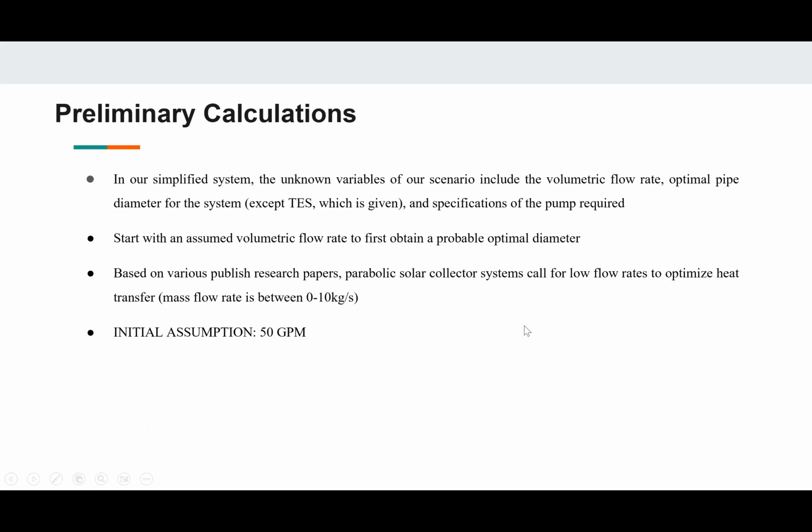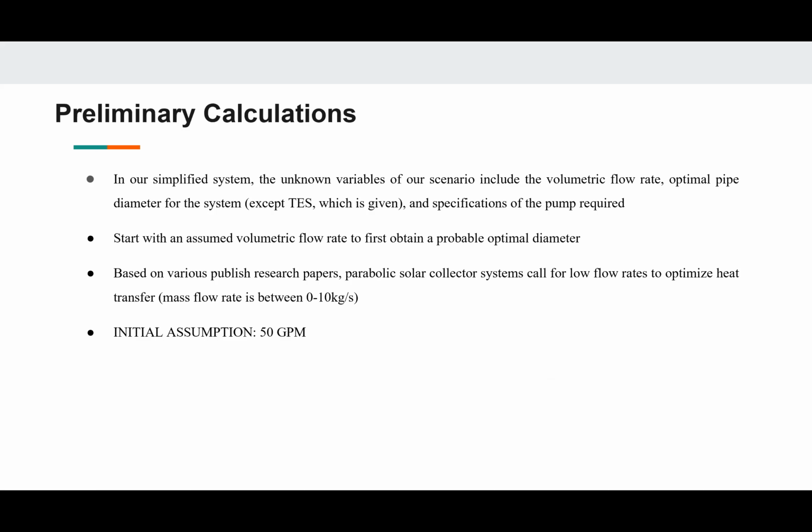All right, next, I will talk about preliminary calculations. So in our simplified system, the unknown variables of our scenario include volumetric flow rate, optimal pipe diameter for the system, excluding the TES, which is given, and the specifications of the pump required. Ideally, the optimal flow rate of the system can be determined by using the heat transfer computations Kwok introduced earlier to establish a relationship between pipe diameter, inlet and outlet temperature.